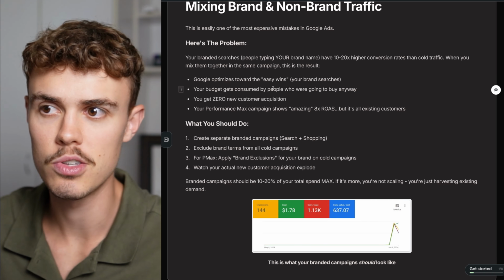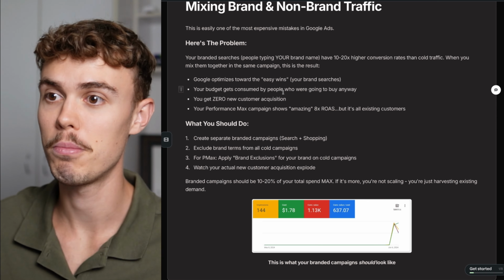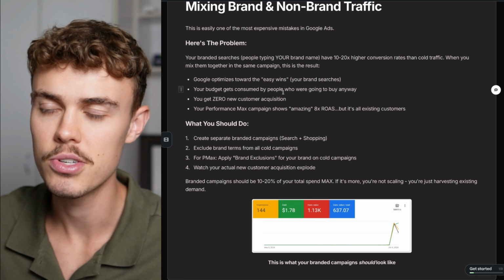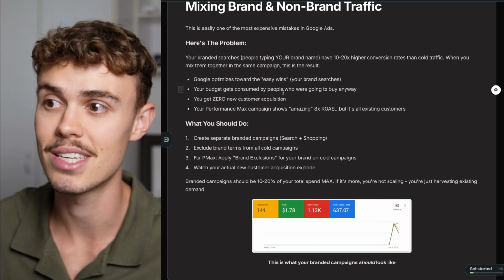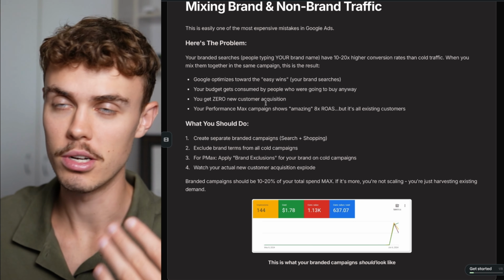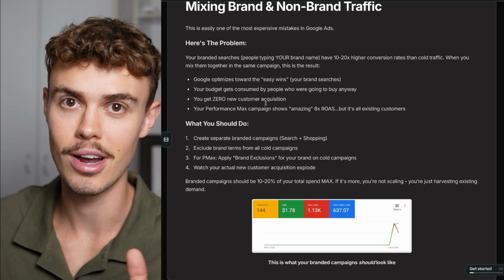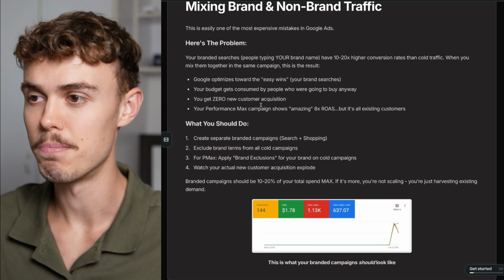Your budgets get completely consumed by people who are going to buy anyway. So you're spending all this money on trying to convert people, but they were already going to buy from you. So, it is worth spending money on branded, but not too much and not excessively. You get 0 new customer acquisition. If you let Google mix traffic types, it is just going to go completely after branded. You're not going to get any new customers. I can almost guarantee that, as long as you have an existing branded presence.